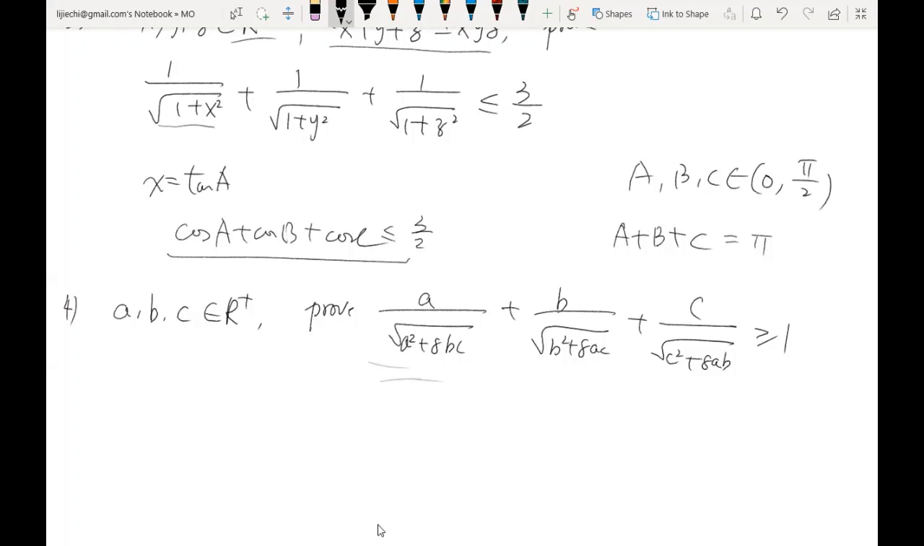What is this thing? This is not good at all, right? And then they bundle it together. So what we want to do is treat these three expressions as x, y, z. And then it just asks you to show that x plus y plus z is greater than or equal to one. Now with that, we want to relate the x, y, z. So how do we do that?